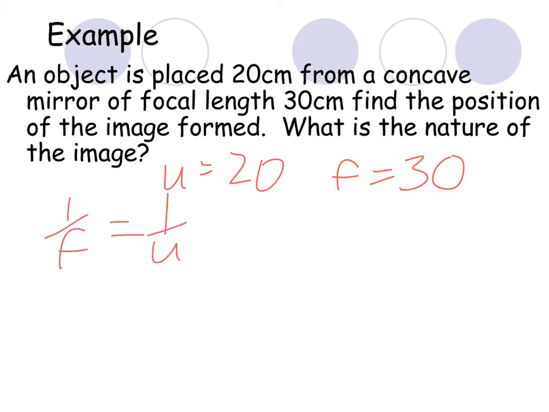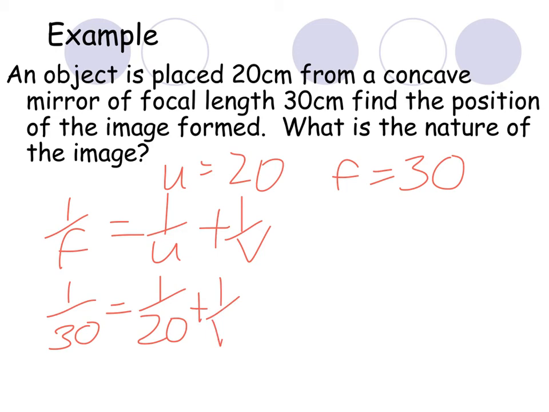1 over f equals 1 over u plus 1 over v. Okay, it's a concave, so we don't have to worry about the focal length being negative. We put the numbers in. 1 over 30 equals 1 over 20 plus 1 over v. And then to get 1 over v on its own, we have to say 1 over 30 minus 1 over 20.